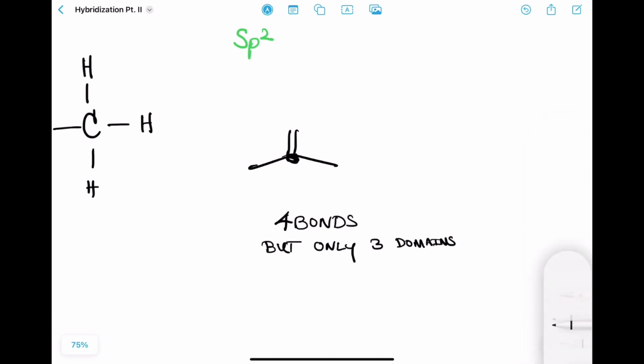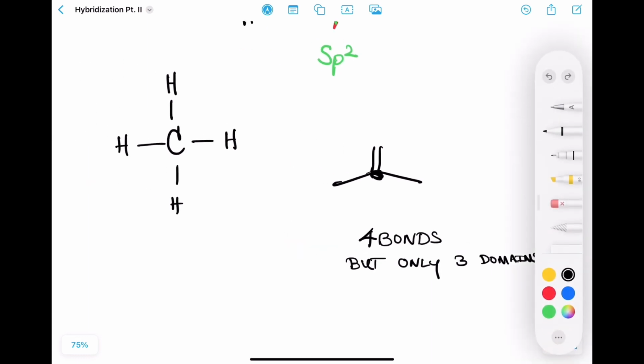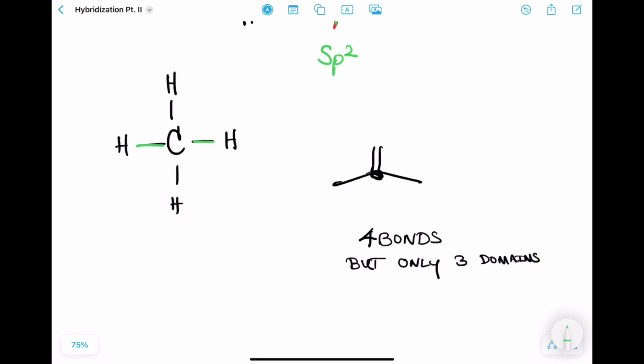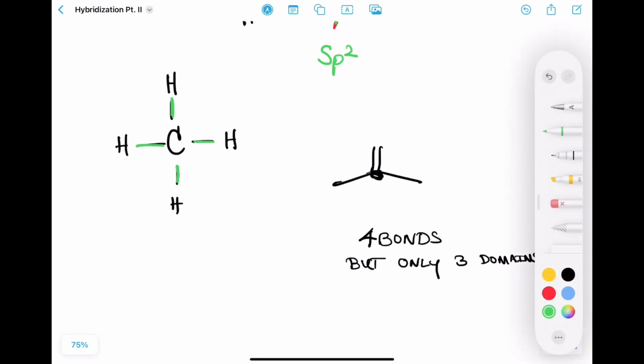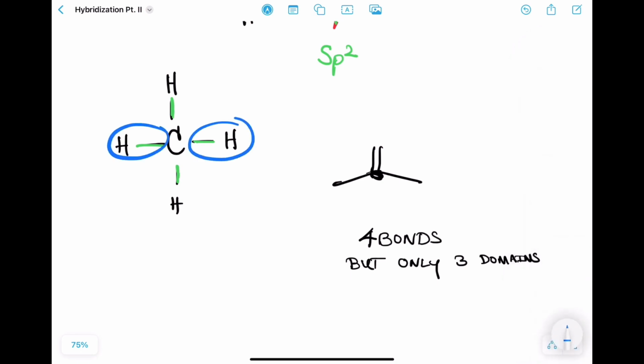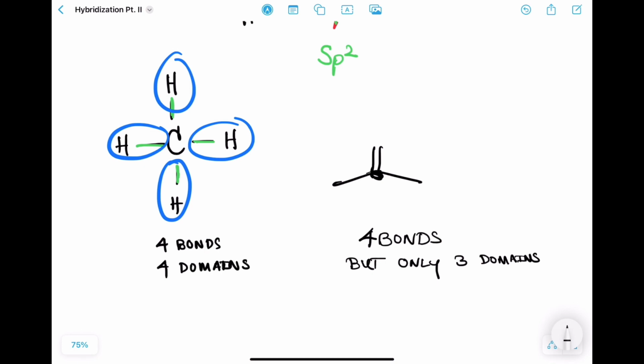Now, here we have 4 bonds: 1, 2, 3, 4. And how many domains? We also have 4 domains: 1, 2, 3, 4. So this has 4 bonds and 4 domains. So remember, we can have 4 bonds to atoms, but different numbers of domains. So here we have 3, here we have 4.